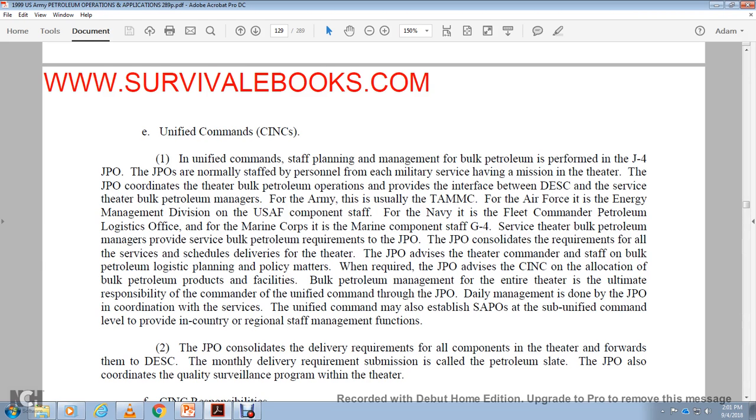The service theater bulk petroleum managers provide the petroleum requirements to the Joint Petroleum Officer, who consolidates the requirements for all services and schedules deliveries for the whole theater. The Joint Petroleum Office works with the theater command staff on the petroleum logistics plan and policy, and with the Unified Command on allocation of bulk petroleum products. Bulk petroleum management is ultimately the responsibility of the Unified Command. The daily management is done by the Joint Petroleum Office and coordinated with the services of the Unified Command, with the SAOP, the Sub-Area Petroleum Office, established at the sub-Unified Command level to provide in-country regional staff management functions.